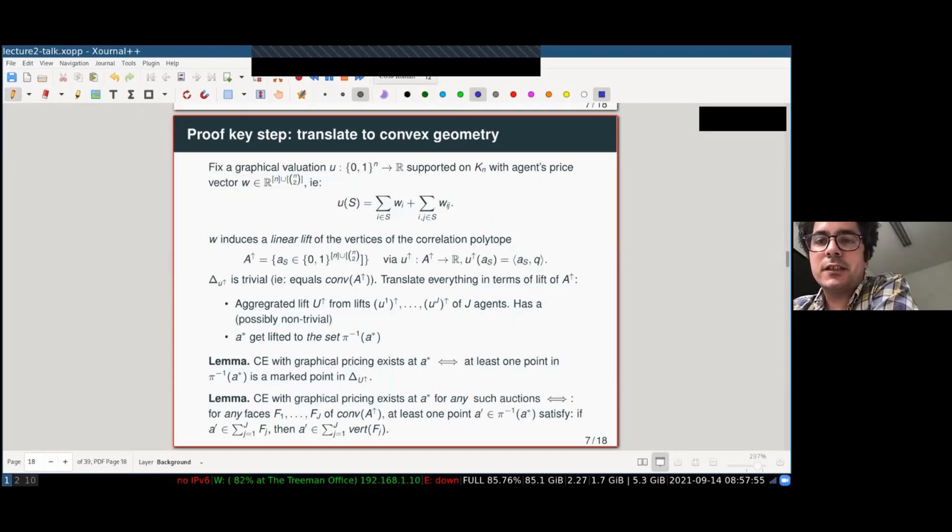Sorry, just another question from the chat. Is there a generalization to the setting where valuations are described by hypergraphs with hyperedges of size at most k and prices involve subsets of size at most k? Yes, there's a direct generalization where you replace the correlation polytope with the corresponding object. Let's say I look at 3-hypergraphs, then I get indicators of something in dimension n plus n choose 2 plus n choose 3, right?